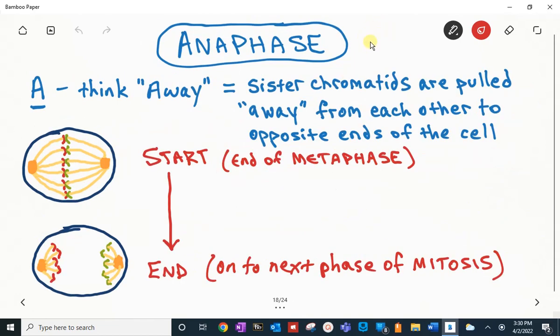Now, anaphase. We had prophase, metaphase, and now anaphase, so that's step number 3. For A, think away, because we start with the cell that we just left off with in metaphase. See, all the chromosomes are lined up in the center, and these little fingers, these little microtubules, have grown out and attached themselves to one of the pairs of chromosomes at the centromere region. So we're starting with the cell in this stage.